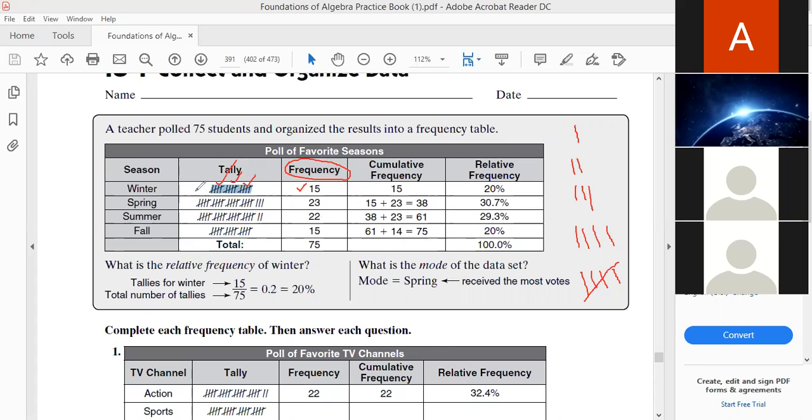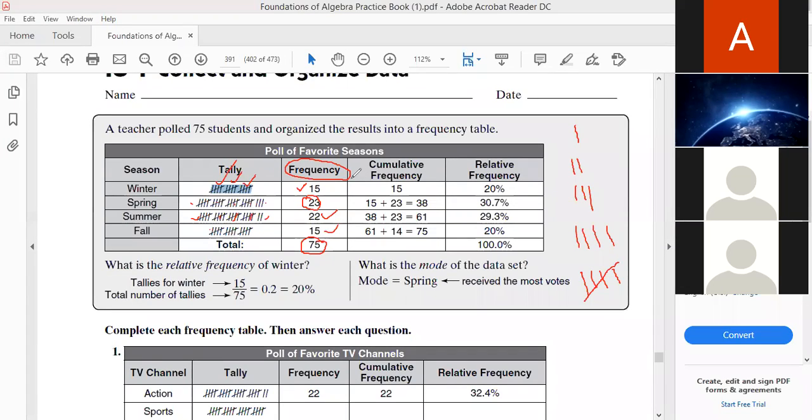Yes, 300. Now for the spring, as you can see here in the tally, it's 5 plus 5, 10 plus 5, 15 plus 5, 20 plus 3, 23. It's 23. Then in summer, from the tally, you may count it: 5 plus 5, 10 plus 5, 15 plus 5, 20 plus 2, 22. Here it's 22 frequency. Then in fall, 5 plus 5 plus 5, 15. Total, you will add them, it's 75.